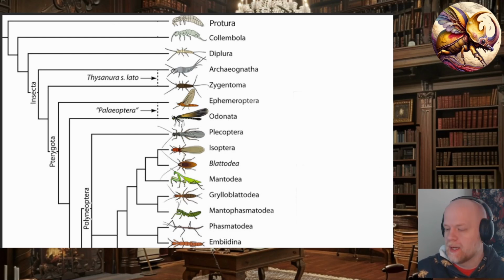Today, I wanted to talk about an order of insects which is extinct. The order I wanted to talk about are the Palaeodictyoptera. This is a now extinct, very ancient insect order that we only know from fossils, and the fossils aren't great. So, we have to make some educated guesses from what we do have.